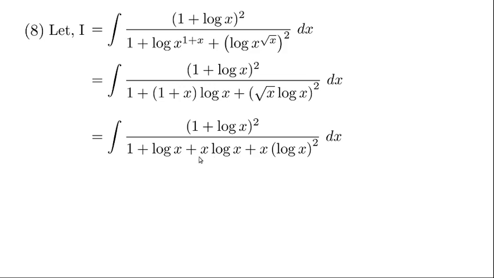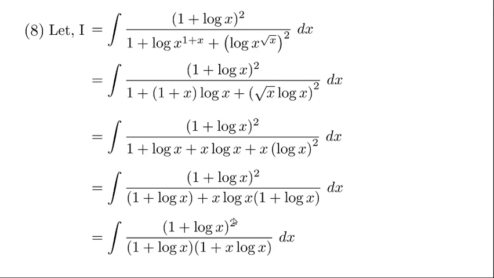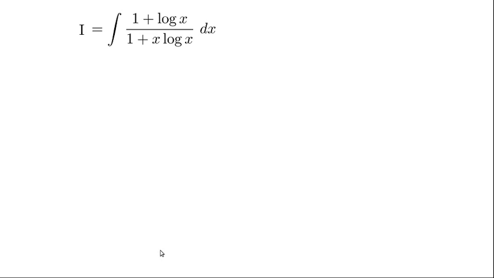And we'll arrange this and we take x out from these two terms. So we get the first part as 1 plus log x as it is, and here we take x log x out. So that becomes 1 plus log x, and 1 plus log x is common and that is taken out. So it becomes 1 plus log x the whole square upon 1 plus log x into 1 plus x log x. And here the 1 plus log x term gets cancelled. So we get integration of 1 plus log x upon 1 plus x log x.